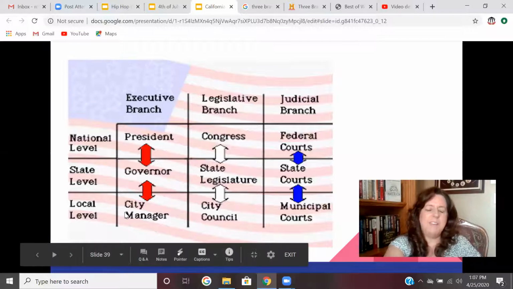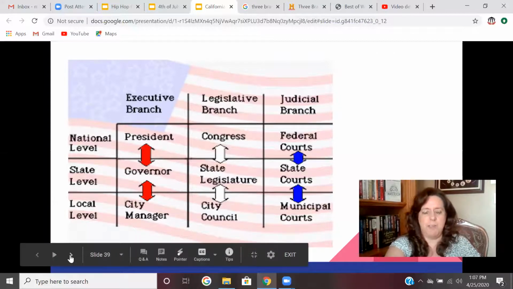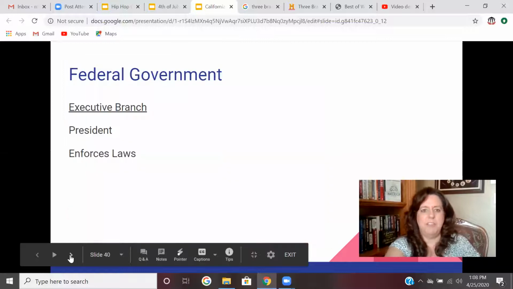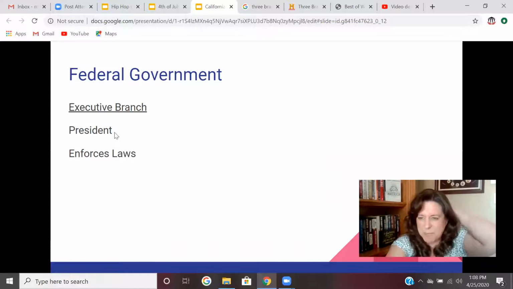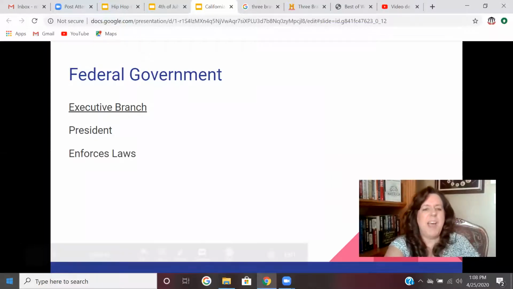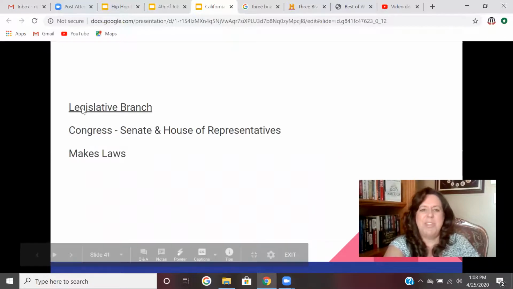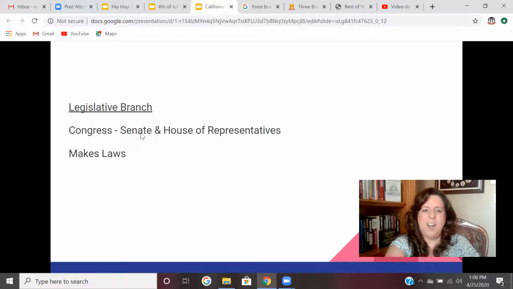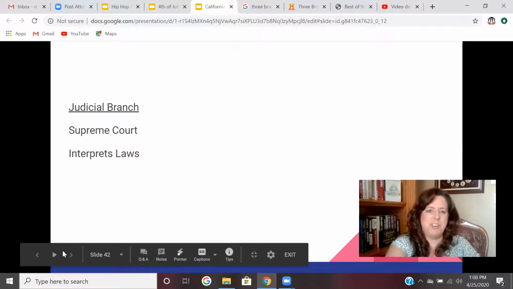So I want you guys as California history students to start thinking, okay, we have 3 branches of government, but we also have 3 levels of government. And that's what we will be illustrating. So at the federal level, you have the executive branch, who's our president, President Bush, or stop, President Bush, man, that made me sound really old. President Trump, and President Trump's job is to enforce laws. You have the legislative branch, which makes laws, the House and the Senate that we talked about, and then the judicial branch, which interprets laws.